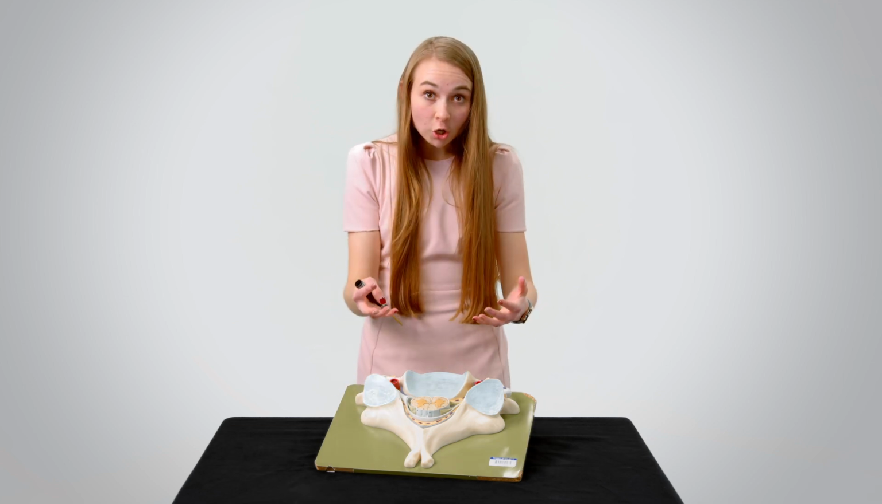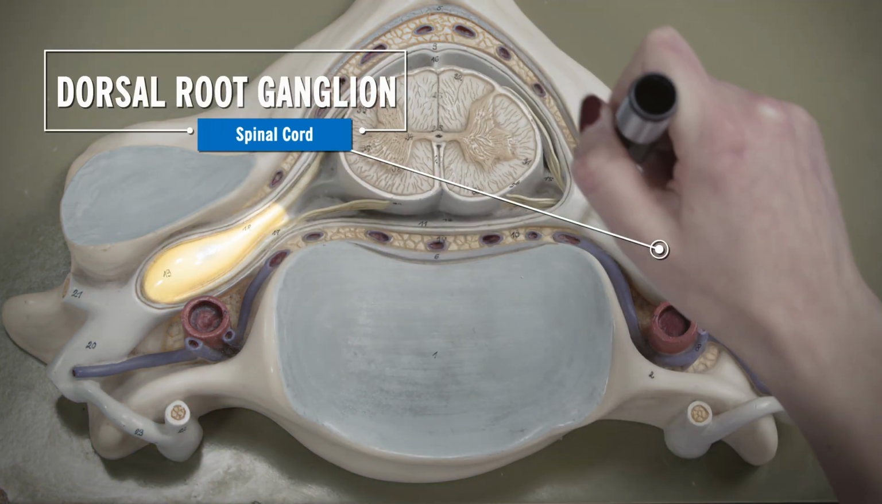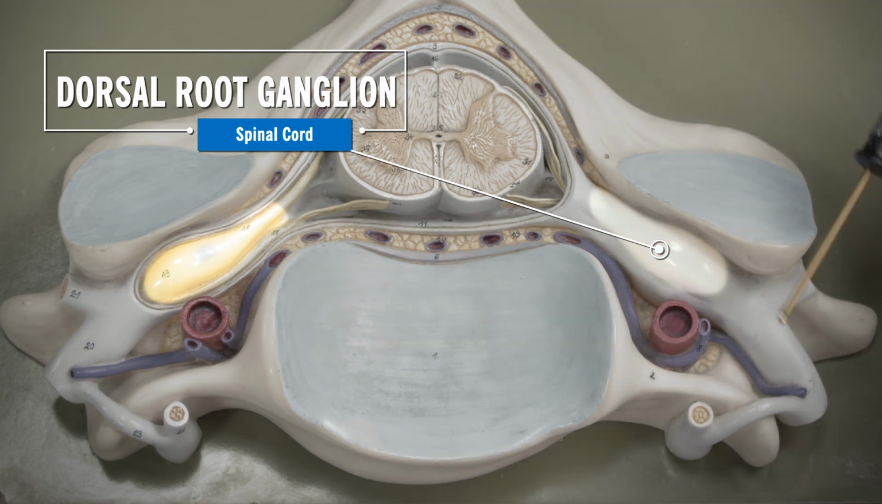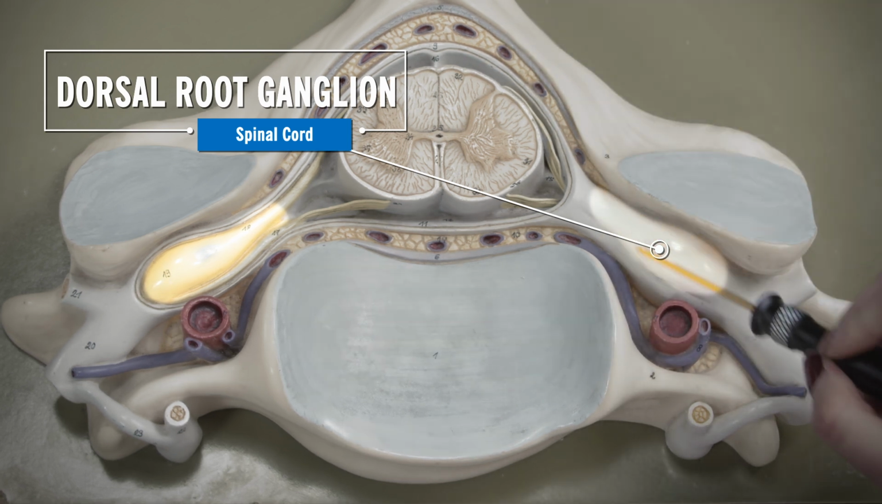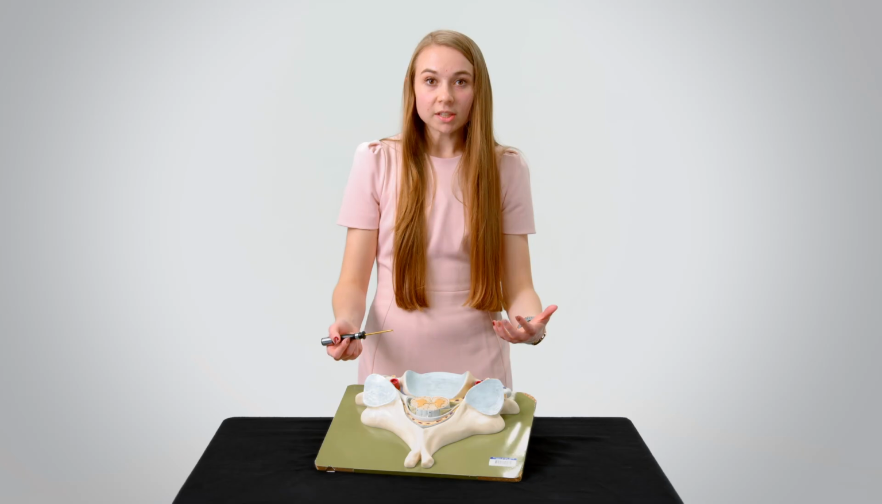Our last structure for the spinal cord is the dorsal root ganglion, which can be seen here. This is farther away from the spinal cord, and this bulge here, the dorsal root ganglion, contains the cell bodies of sensory neurons.